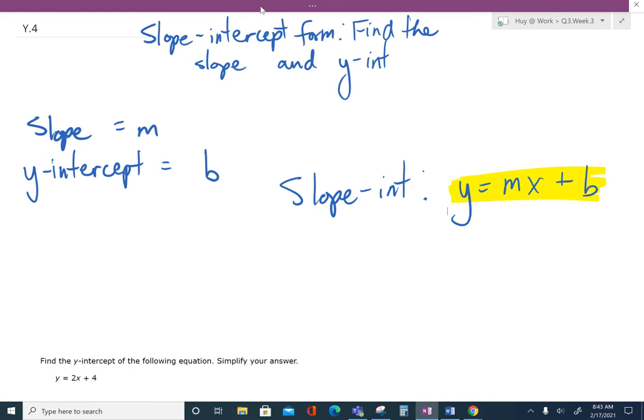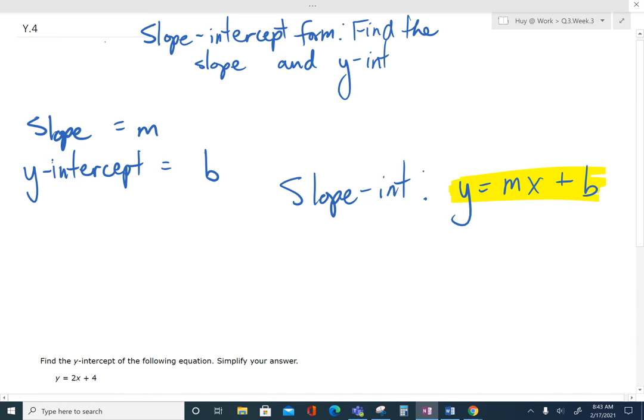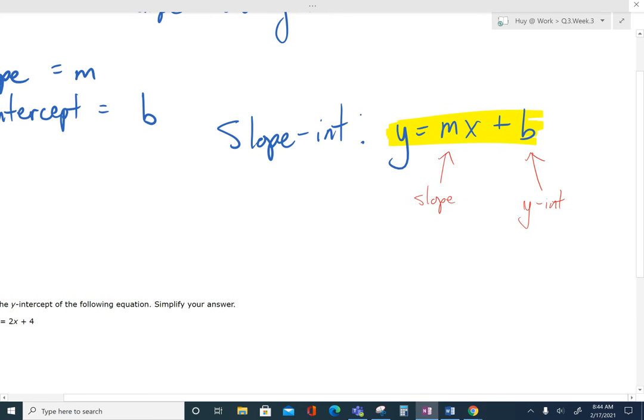And so remember that in this equation, the letter m is your slope, and then the variable b is your y-intercept, and that tells you exactly the point where it's going to cross the graph, like a point on the y-axis. Right? So that equation tells you those two things.